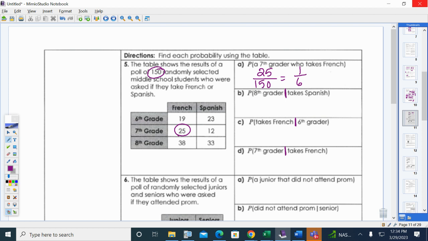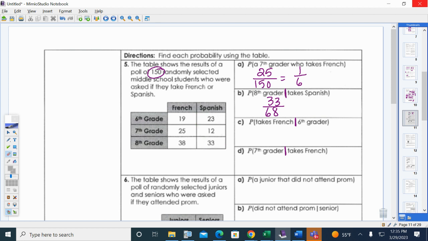Part B says find the probability that you select an eighth grader given that they take Spanish. So given that they take Spanish means I'm only looking at the Spanish students. So we'd add up the 23 plus the 12 plus the 33, and that's going to be your denominator, which should be 68. And of those 68, how many are eighth graders? And that's going to be the 33. And that fraction does not reduce. All right, let's move on to part C.